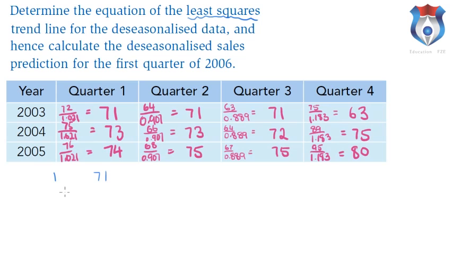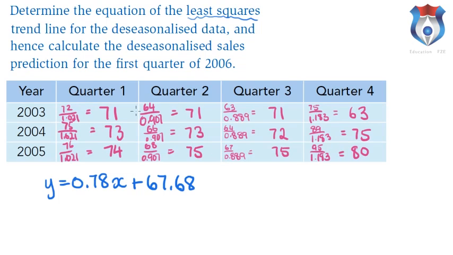So I'll have 173, 271, 371, 463, 573, 673, and so on, going down the line. Once you've entered that into your calculator, you ask your calculator for a least squares regression line. And you get y equals 0.78x plus 67.68. Now we can use this equation to figure out a deseasonalized sales prediction for the first quarter of 2006.